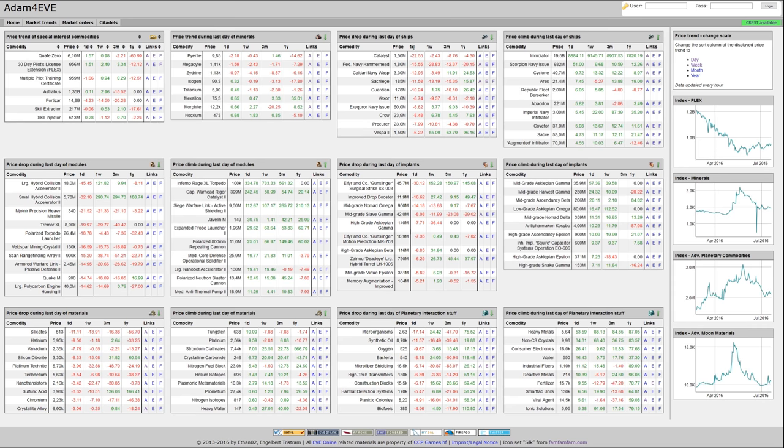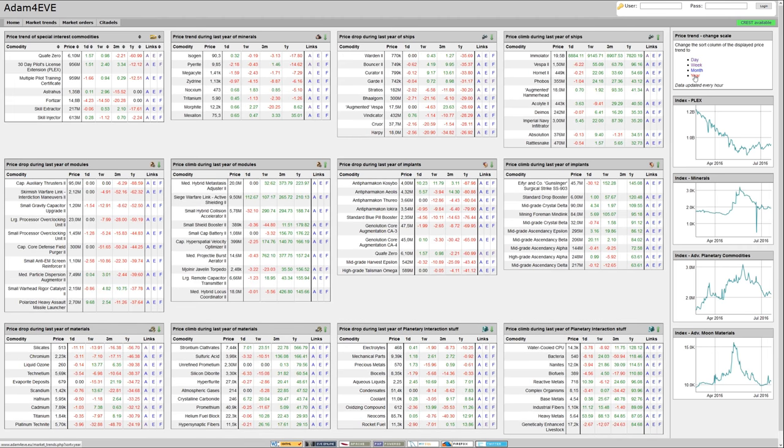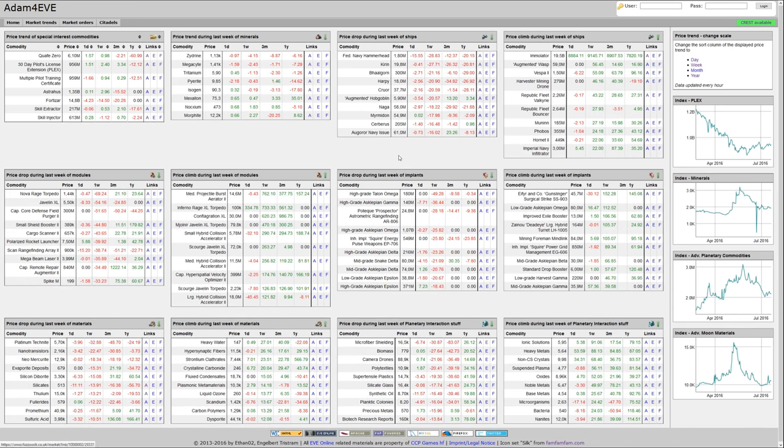Currently, this is sorted by one day, so price change in the last 24 hours, and the first 10 results are being displayed. Here on the side, you've got the opportunity to sort by different measures. So for example, by week, what dropped in the last week, or even by year. What are the major items that changed over the year? So let's go to week, which is mostly the interesting part.